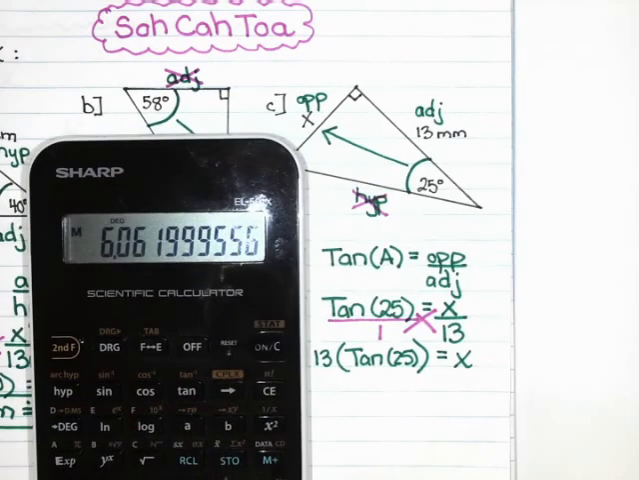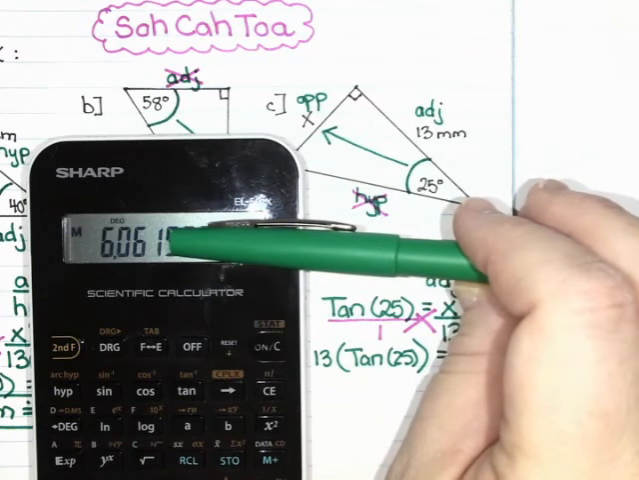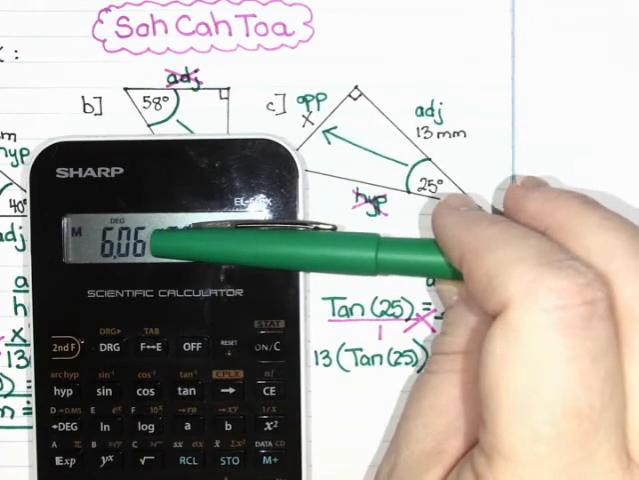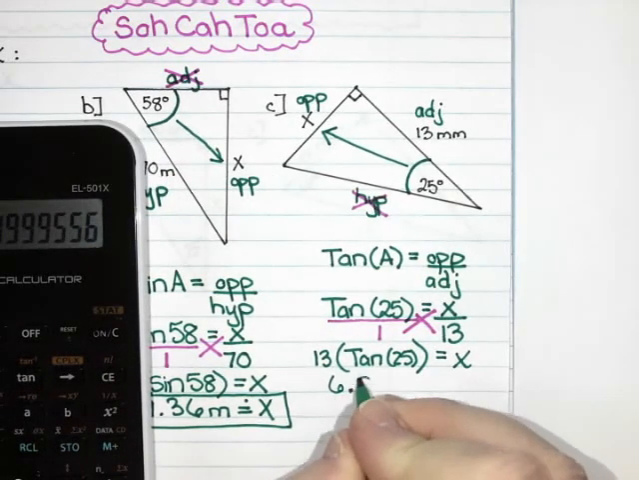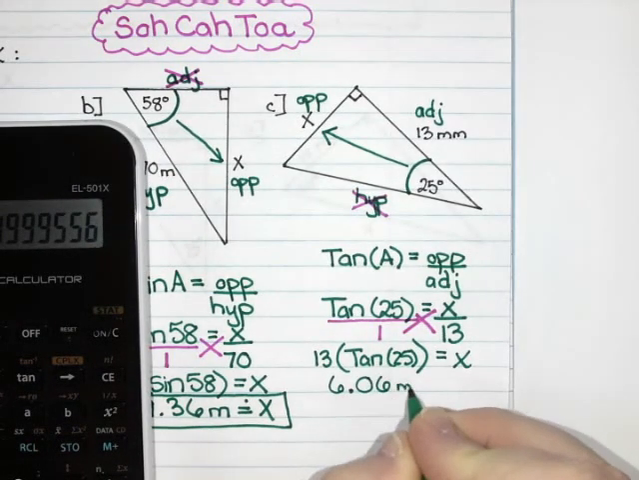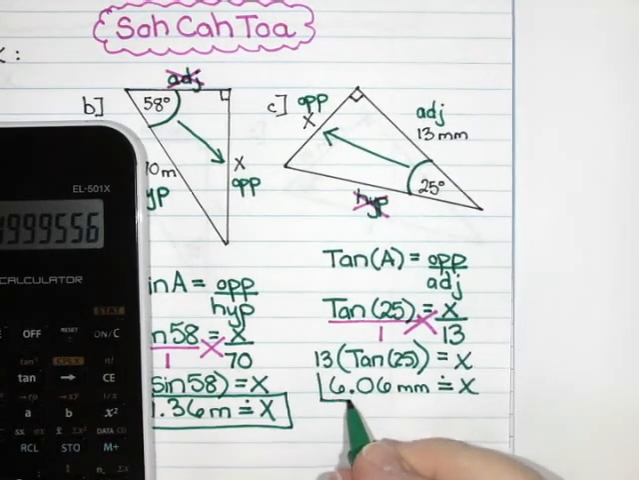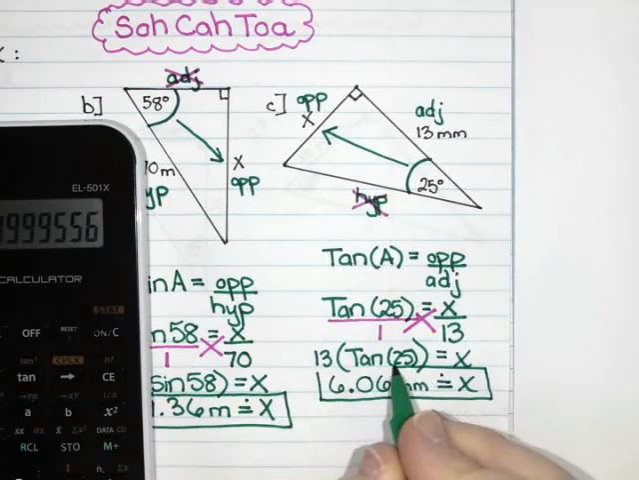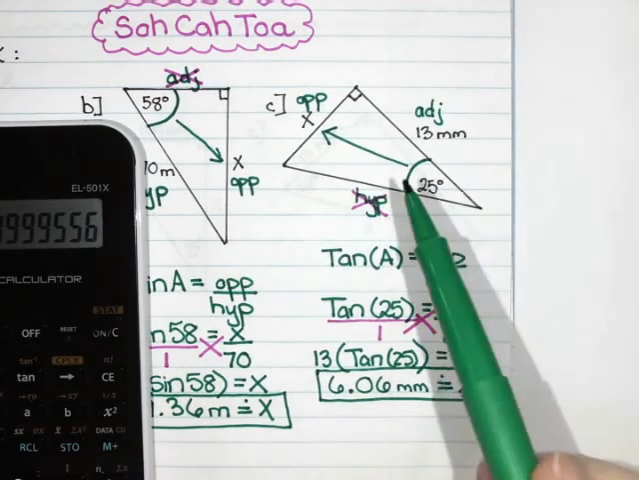And I got 6.06. The next digit is a 1, so that's going to say 6.06. So this is 6.06 millimeters. And that equals x. So x is 6.06 millimeters. And it is always a good idea to just look at the picture.